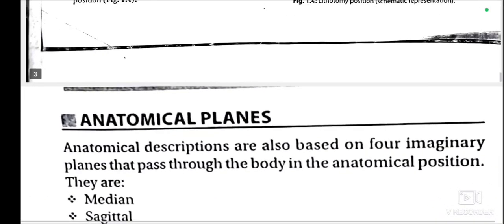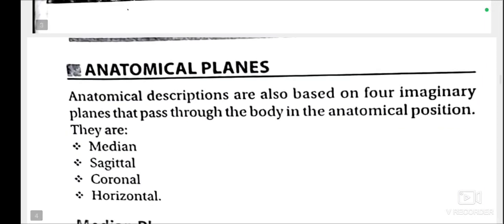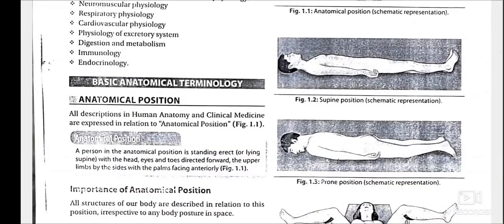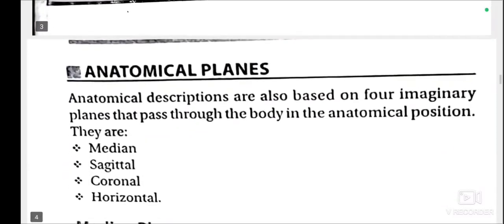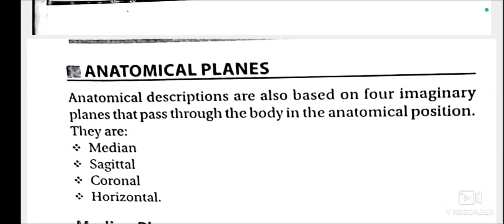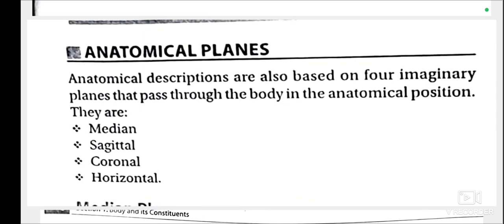Next, anatomical planes. This is one of the other basic anatomical terminologies. I will explain anatomical planes with drawings and some pictures. Anatomical descriptions are also based on four imaginary planes. A plane is nothing but a section, or a part, or a dividing. You can remember whatever you want, whether divide, section, or planes, that passes through the body in the anatomical position.